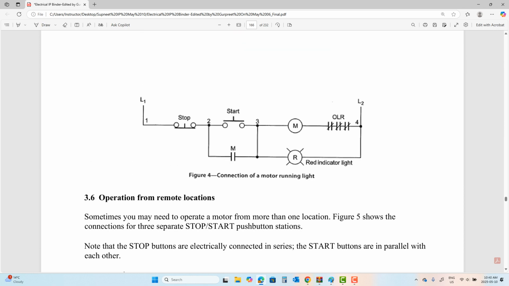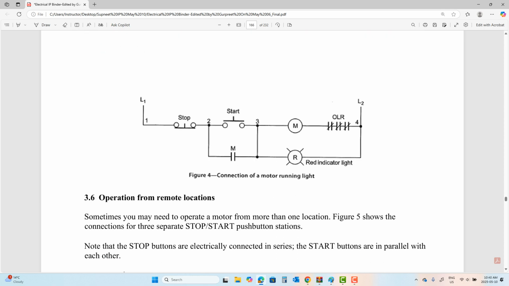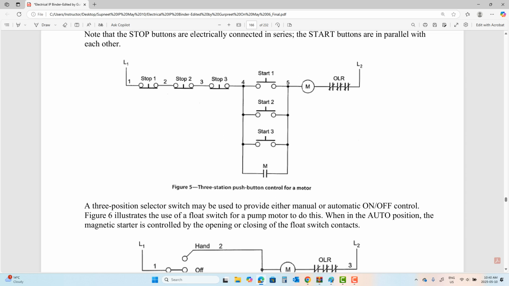Figure 4. Okay, in figure 4, you have your pilot light on, which is the red light indicator. Question in the exam is, when do you think the red light will be turning on? The red light indicator will turn on the moment M coil energizes, right? So the way the circuit works is M coil energizes, M contact closes, and the red light indicator will turn on. Okay, keep going. How is figure 5 different than figure 3?